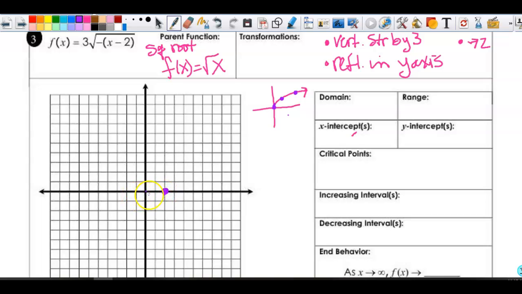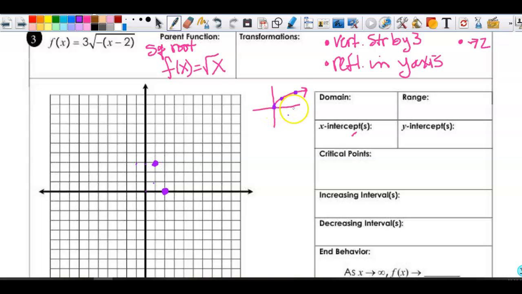Then I put my pencil at 1, 1. Right there. Sorry. 1, 1. And then I have a vertical stretch by 3, so my y value gets multiplied by 3, so I end up here. And then I reflect in the y-axis, so I end up over here. And then I move to the right 2, so I go 1, 2, and this is my new point.